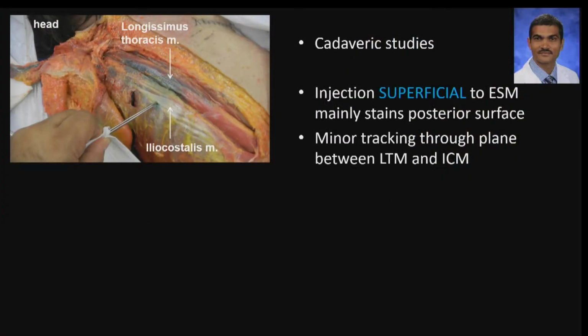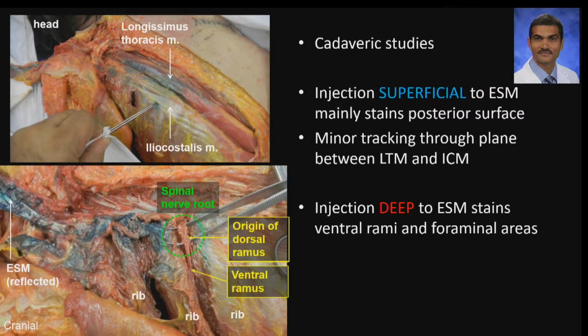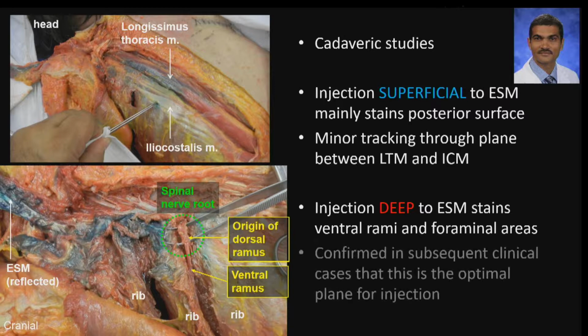Our initial investigations involved injections superficial to the erector spinae muscle, just as Mauricio had initially done, but what we discovered with this was that we mainly obtained staining of the posterior surface of the muscle with very minor tracking through the plane between longissimus thoracis muscle and iliocostalis muscle, which are the two components of erector spinae muscle. However, when we perform injection deep to erector spinae muscle, we found now that the dye was staining the ventral rami and the foraminal areas, and thus achieving spread to the dorsal rami and the ventral rami.